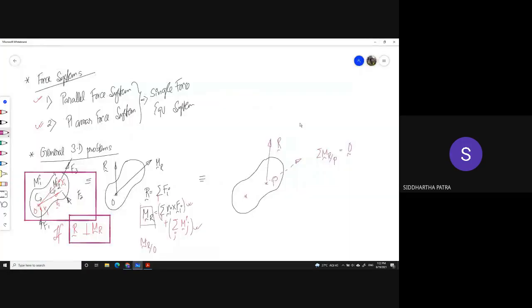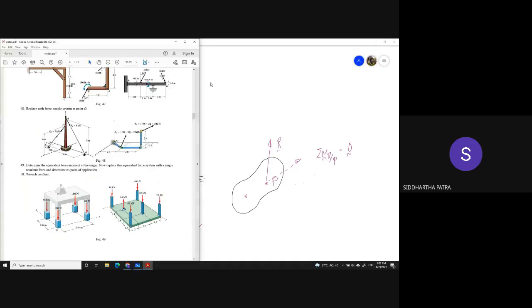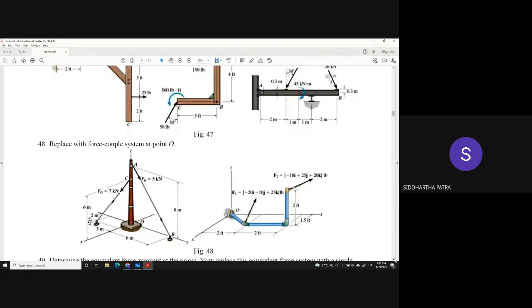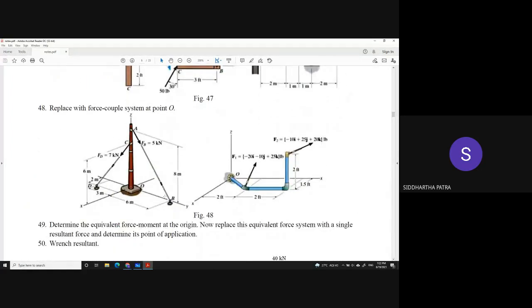Okay, so now we would look into some general 3D problems. Okay, so let's look at problem number 1 in 48. So there are a couple of cables applying some tensile load on the rod.